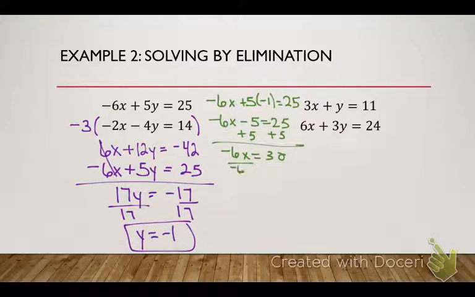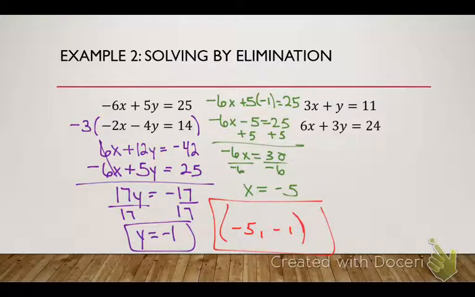Divide by negative 6. And x equals negative 5. Now put that into an ordered pair and you're done. Negative 5, negative 1. And you're done. Okay? All right, so that was solving by elimination when there's not a clear opposite scenario to start with.